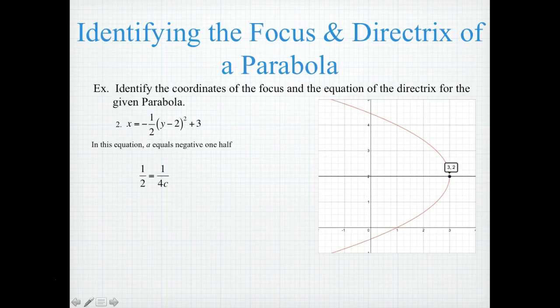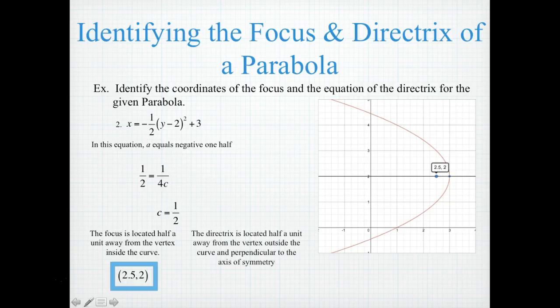So we set up the equation as 1/2 is equal to 1 over 4c. And once we find the cross product, we're going to end up with a value of c that's 1/2. So in this case, what that tells us is that just inside to the left of the vertex, I have my focus. So the focus is going to take a half a unit inside, so that's going to give us the value of (2.5, 2).